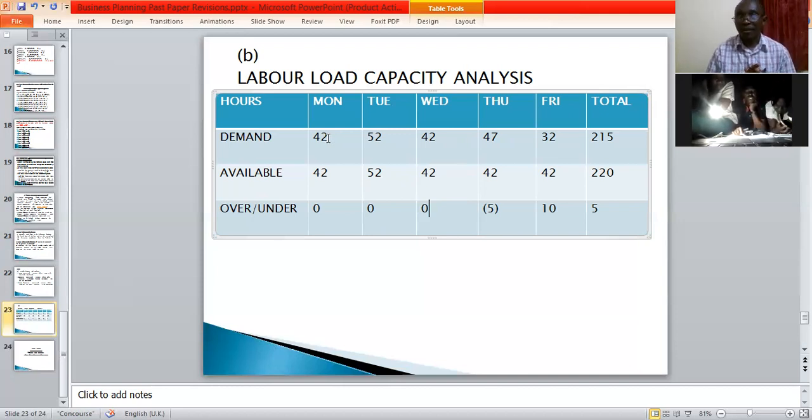Okay, let's look at Monday. Before you level it, on Monday it was 32 on the demand, and the supply was 42 for the available. Meaning we had oversupplied by 10 on Monday. Yes, on Monday we are at 32.